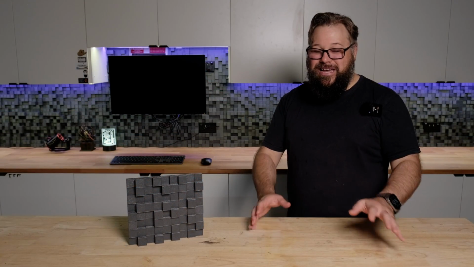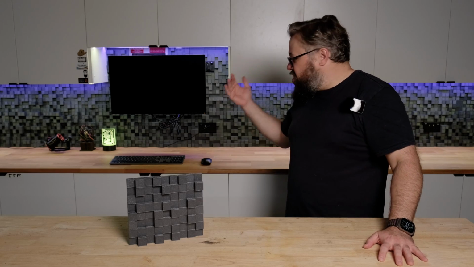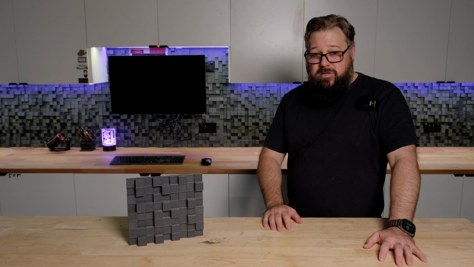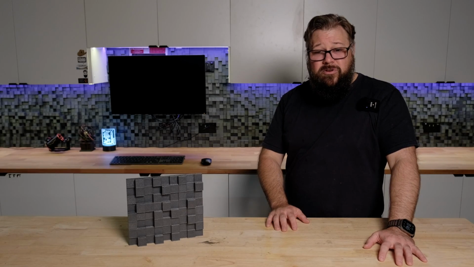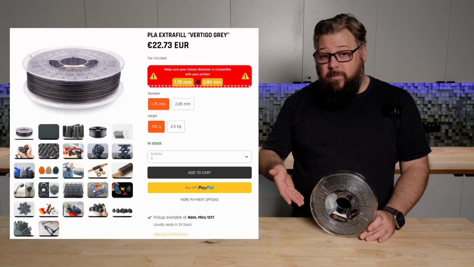How awesome was that? It's so incredibly satisfying to see an abstract idea turned into a real-world solution. In total, it took about 15 rolls of filament to print about 80 panels, and that was roughly 750 hours of printing across 2 different printers. For the filament, I chose Filamentum Vertigo Grey.